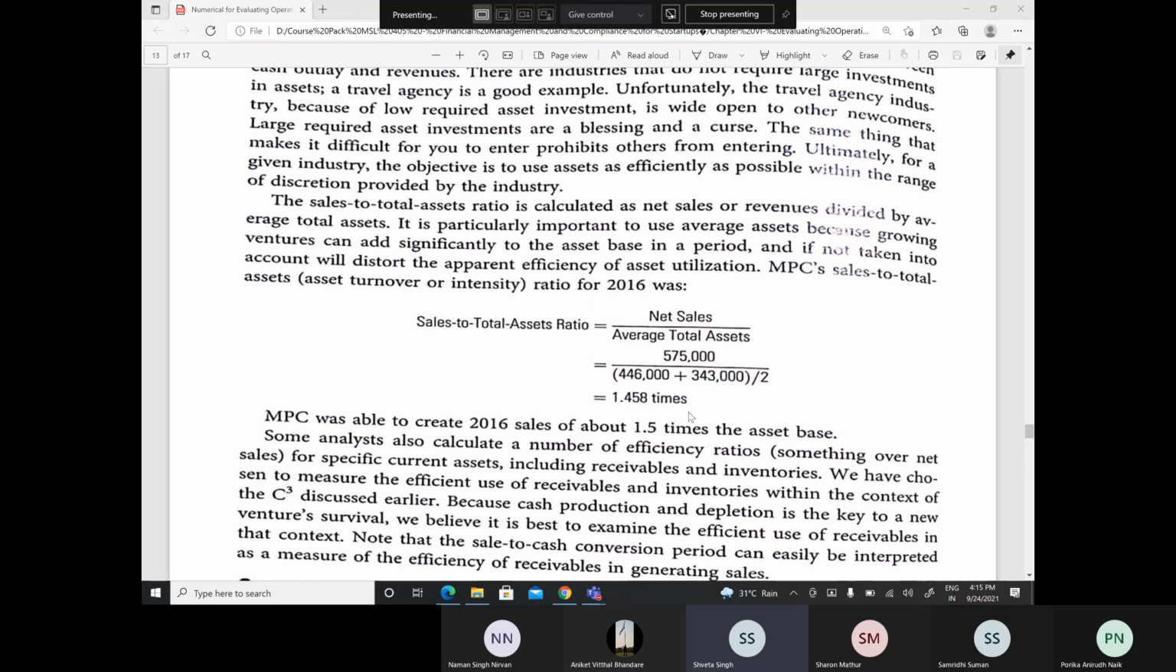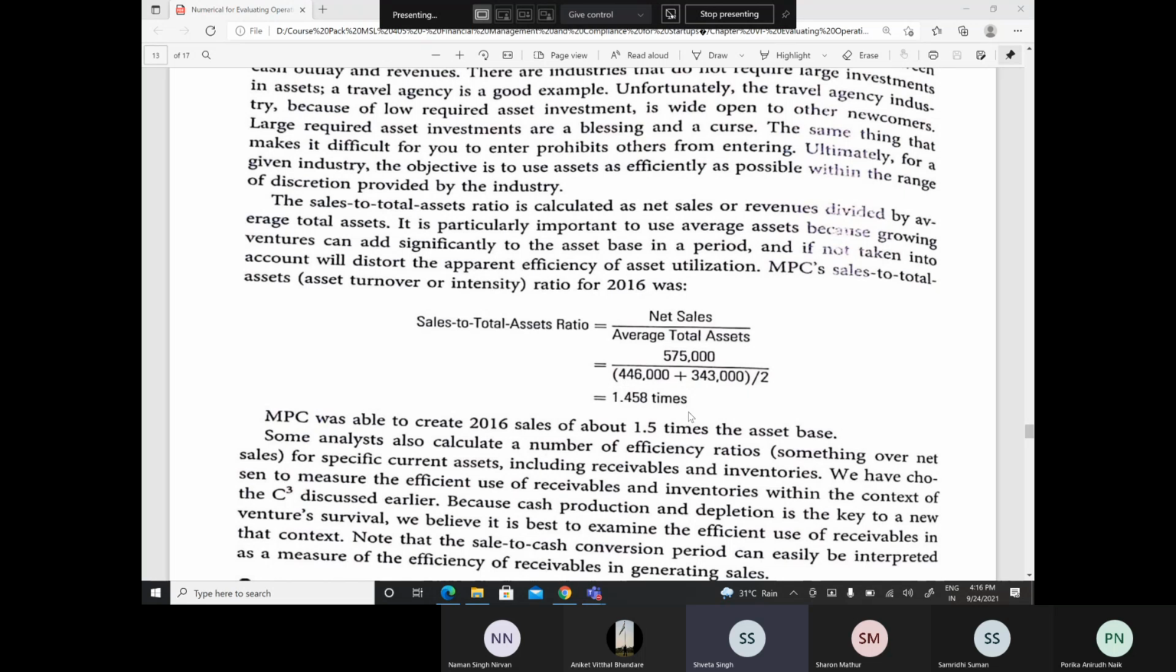Ultimately, for a given industry, the objective is to use assets as efficiently as possible within the range of discretion provided by the industry. The sales to total assets ratio is calculated as net sales or revenues divided by average total assets. It is particularly important to use average assets because growing ventures can add significantly to the asset base in a period, and if not taken into account, will distort the apparent efficiency of asset utilization.